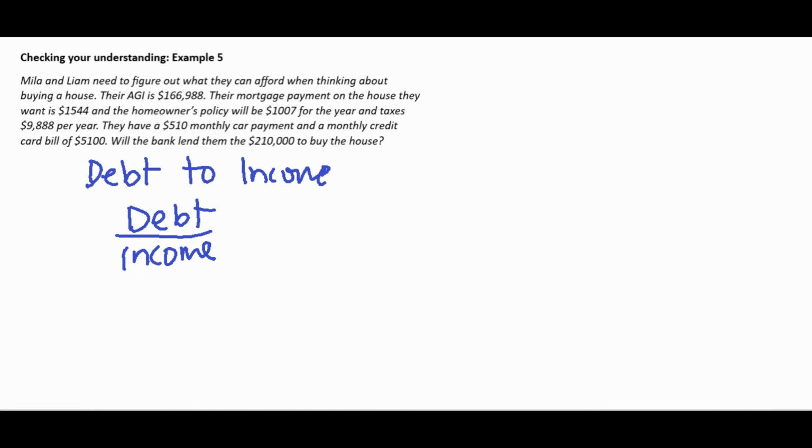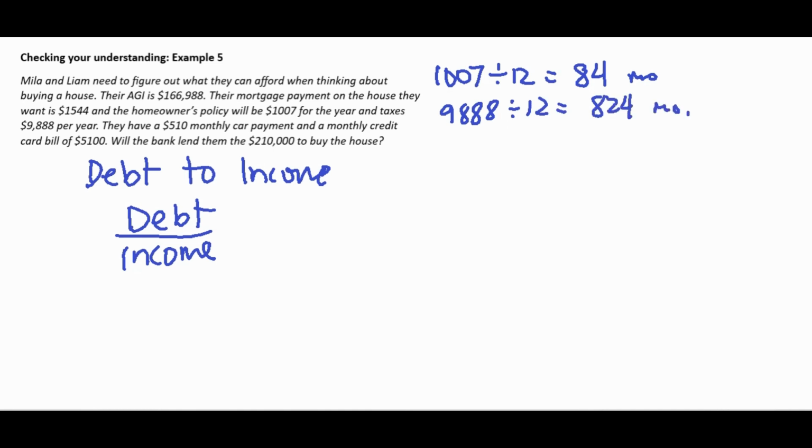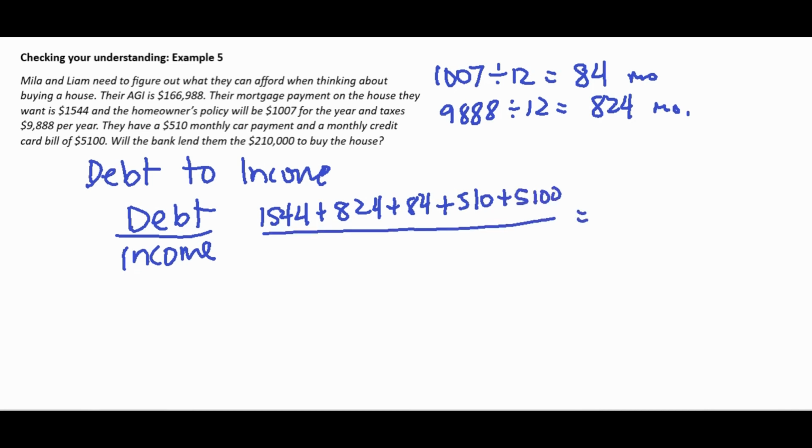All right, let's break this down. Some of this stuff is annual. The homeowner's policy, for example, is $1,007. We need to divide that by 12, and it'll give us $84 a month. Same thing with the property taxes: $9,888 divided by 12 is going to give us $824 a month. So those are our two monthly expenses that we need to add in here. The mortgage is $1,544. The property taxes are $824. The homeowner's insurance is $84. And now we have to add in the debts. The car payment is $510. The credit cards are $5,100. That brings the total monthly expense to $8,062.